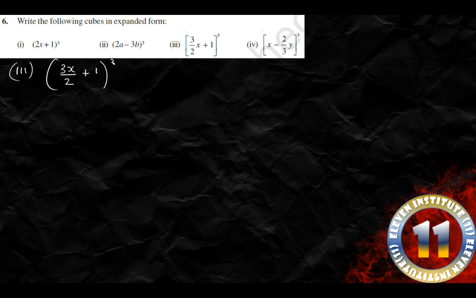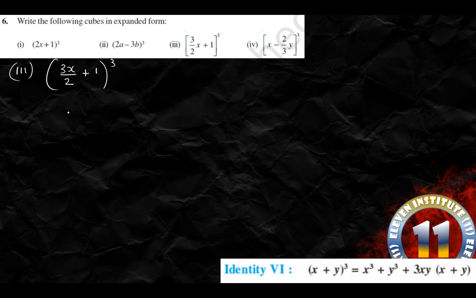plus 1 the whole cube, right? This can be written as 3 into x, that is 3x upon 2 plus 1 the whole cube. Just simply apply the formula. Don't think about this, right? So I can see this resembles x plus y the whole cube.